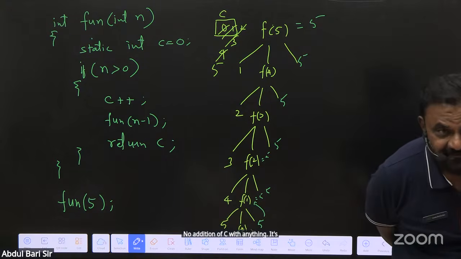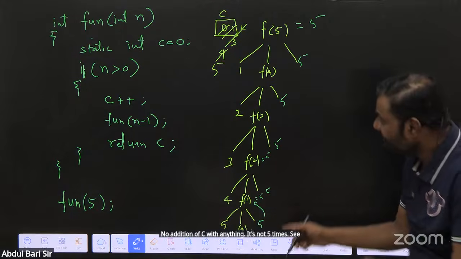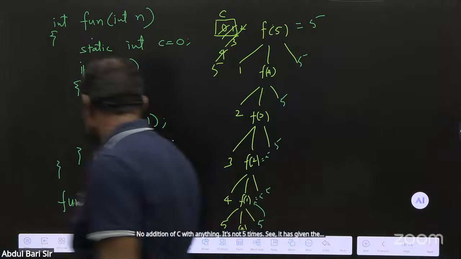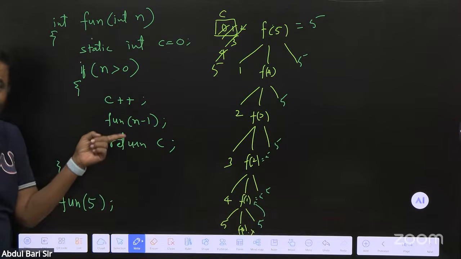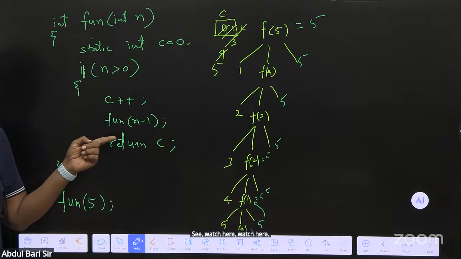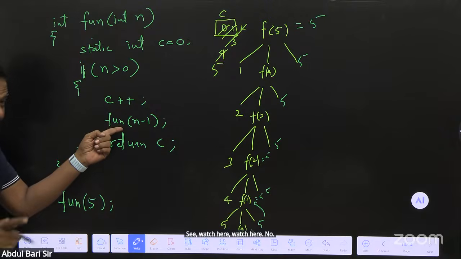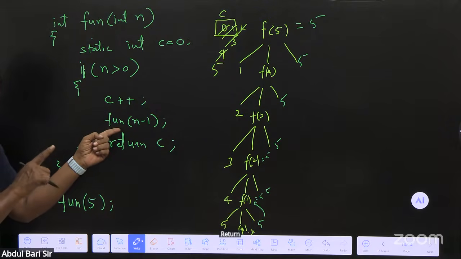It's not 5 times. See, watch here, watch here. Now, this function is returning, the first time, what?